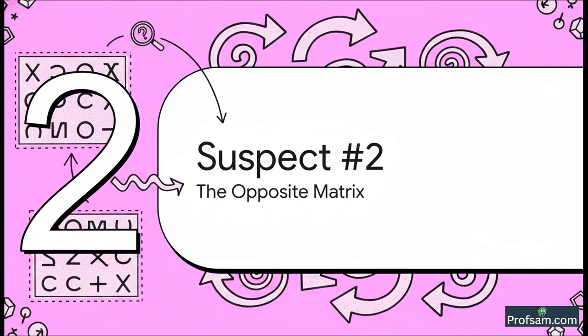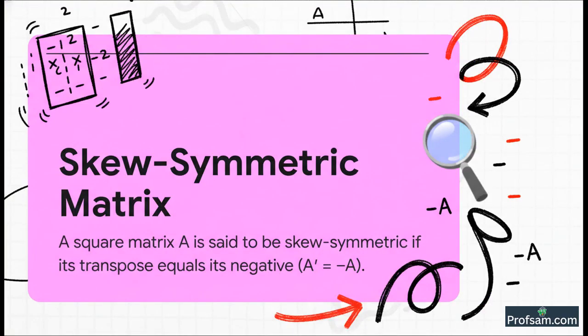Okay, one suspect down. We figured out the mirror matrix. So, time to move on to suspect number 2. And for this one, let's call it the opposite matrix. I think the name gives you a pretty big clue, right? It's basically the total opposite of our mirror matrix. Let's investigate this one. So the official textbook name for this one is a skew symmetric matrix.